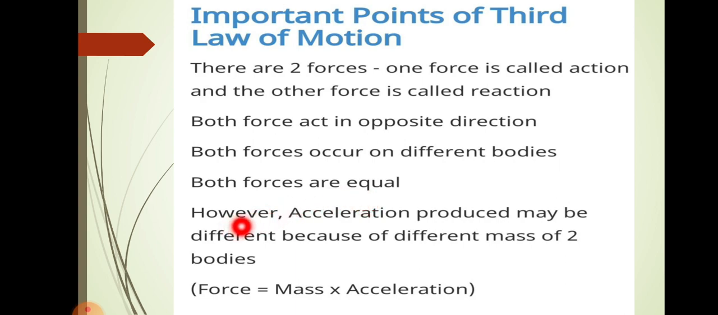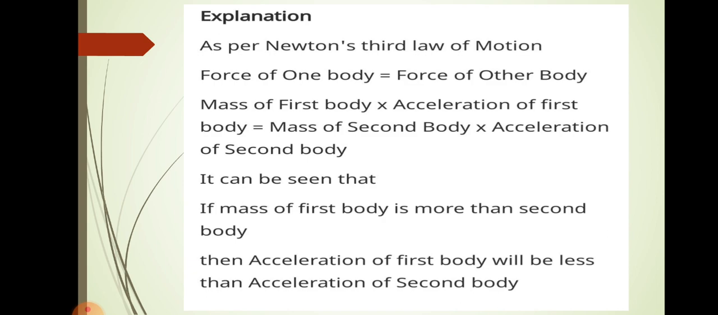However, the acceleration produced may be different because of the different masses of the two bodies. If we consider them, their acceleration will be different because force is equal to mass into acceleration. So acceleration will be different but forces are equal. Force may be the same, but if two bodies have different mass, then the acceleration will be different. So as per Newton's third law of motion, force of one body is equal to force of the other body. So this is what Newton's third law of motion says.